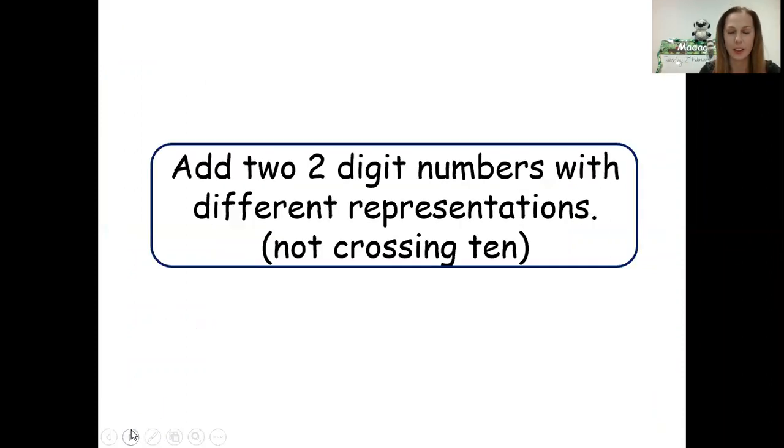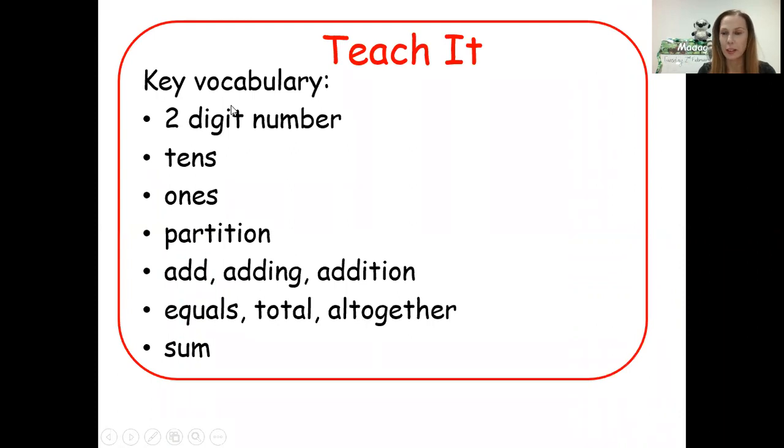Okay. Right, so here's our objective. We're learning to add two-digit numbers with different representations. That just means different pictures. And we're not crossing 10 again today, so our ones won't add up to more than 9. So here's our vocabulary. Let's recap it from yesterday.